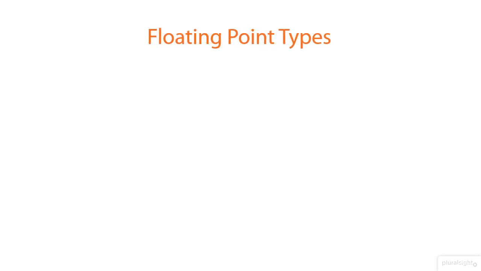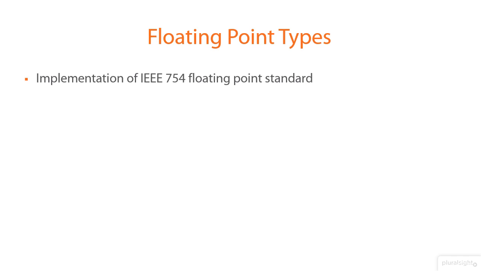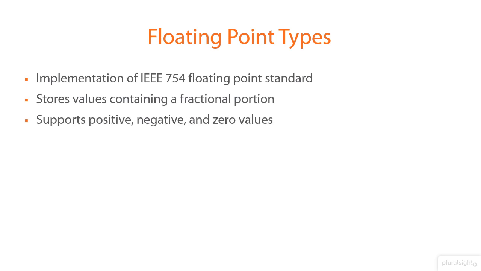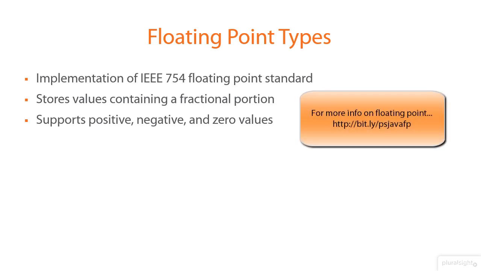Now, Java also has floating point types. Now, the floating point types conform to the IEEE standard for floating point, and that may or may not be meaningful to you. What it really comes down to is that floating points allow you to store values that have a fractional portion to them. Basically, it supports positive, negative, and zero values that have some fractional portion. There's a lot of nuances to the way floating points work, and they're kind of outside the scope of this course. But I've got that URL on the screen there for you. If you want to know a lot more about the details in terms of how floating points work and kind of the oddities of them, I encourage you to check that out.